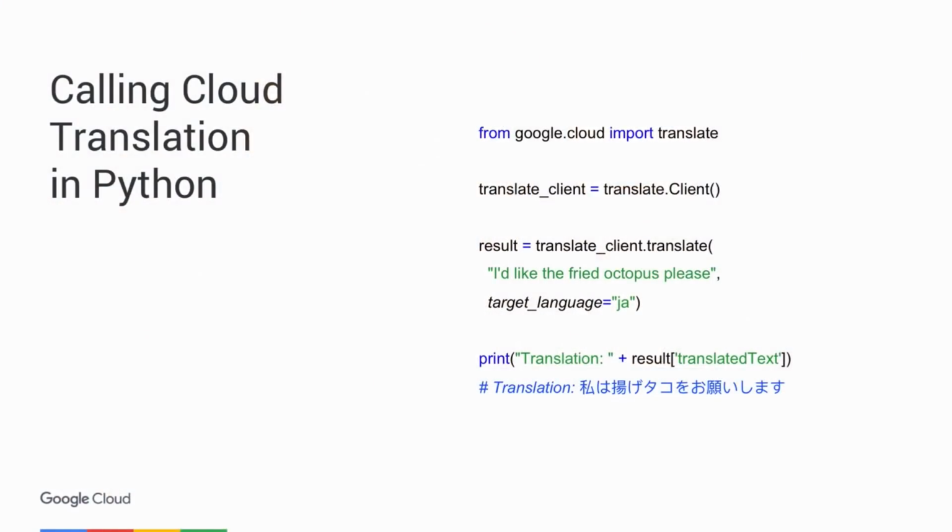Here's an example of calling Cloud Translation with Python. You just need to use the Google Cloud Python module, create a translate client, and then pass it the text you'd like to translate. Now notice here that I didn't need to tell it what language the original text is in. It's able to detect that automatically. I just need to tell it the target language which I'd like to translate the text to. Then I can grab the result and print it out.